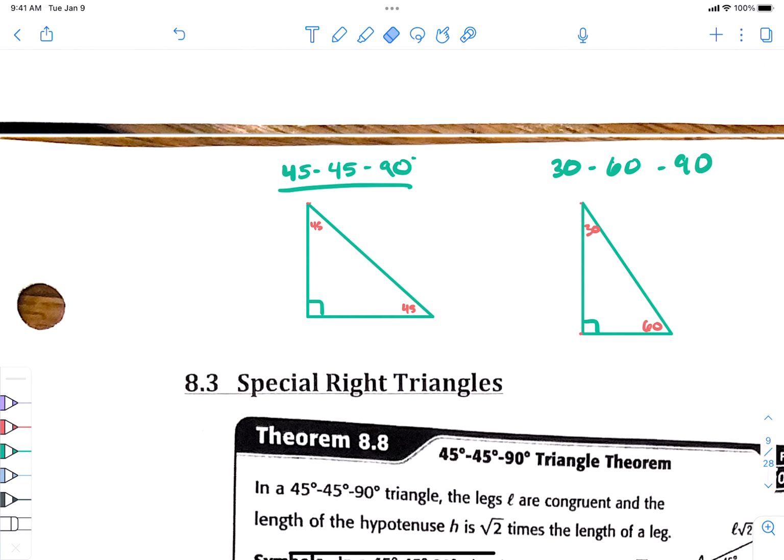All right. I think this is for Evan and maybe whoever else is gone for section 8.3. These are special right triangles. I'm going to do a run through of what we did in section 8.2, just to refresh our brain because there were 2 days off for a weekend.